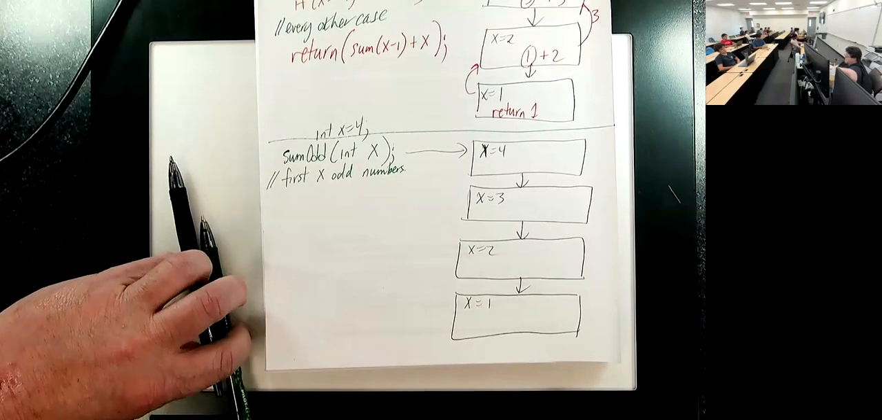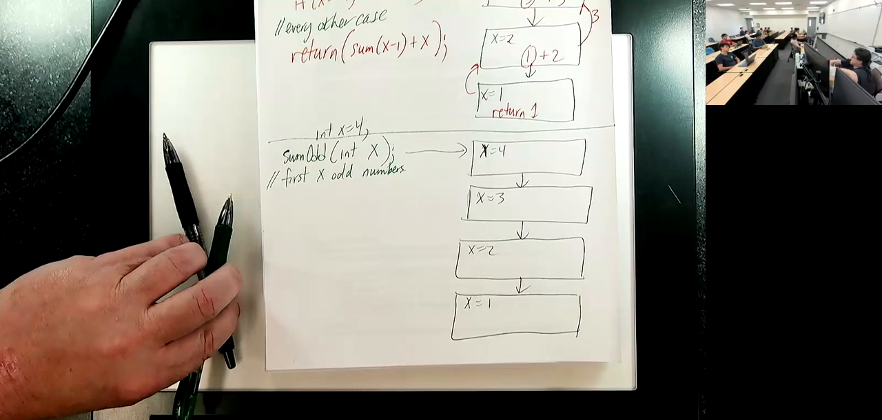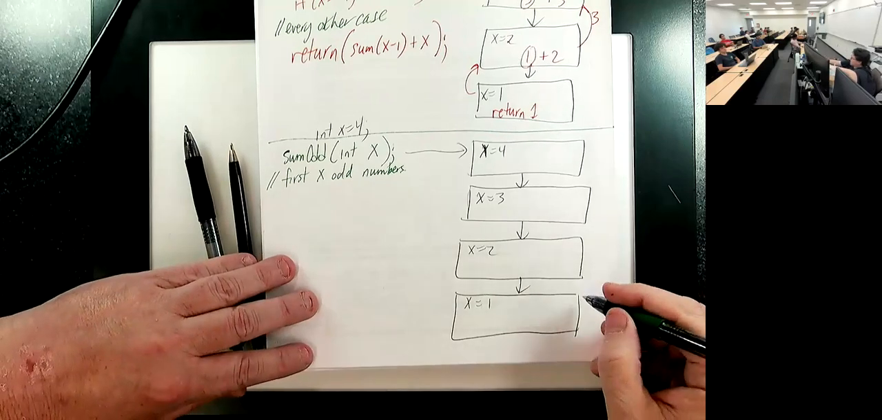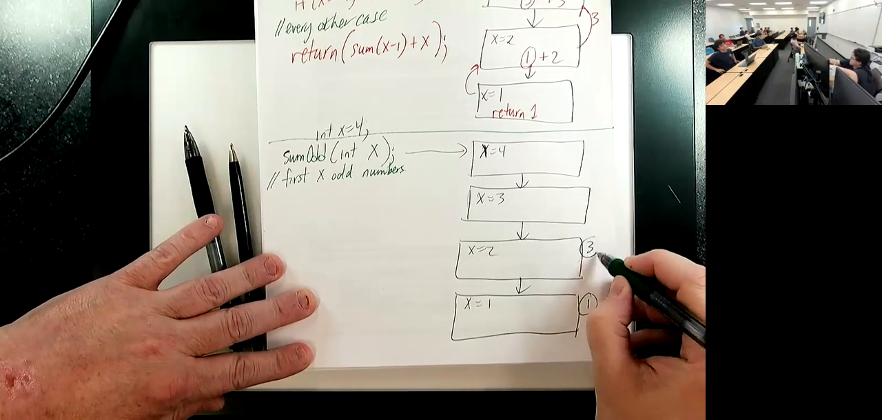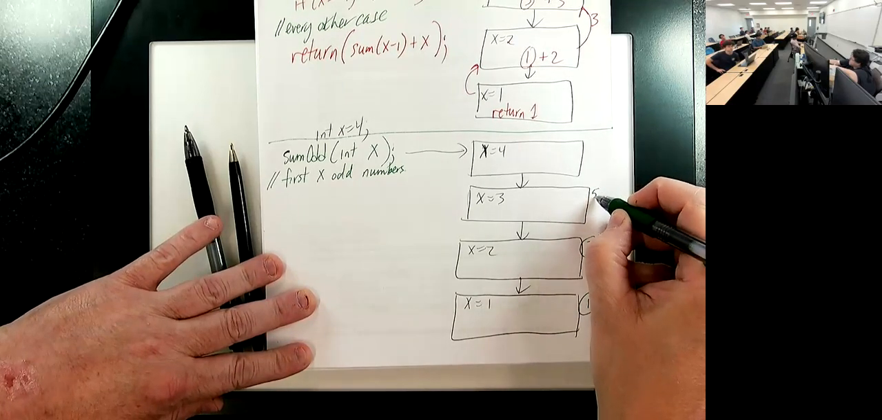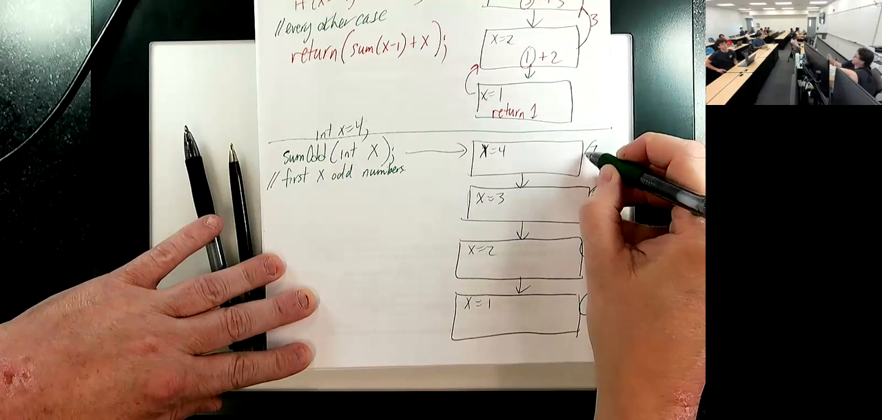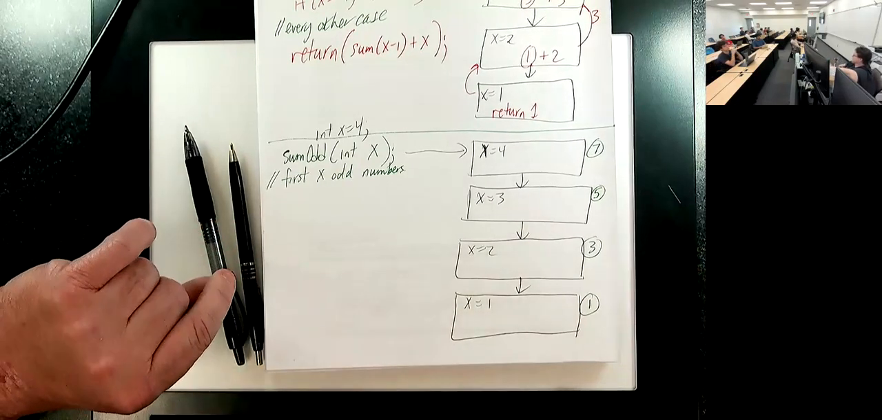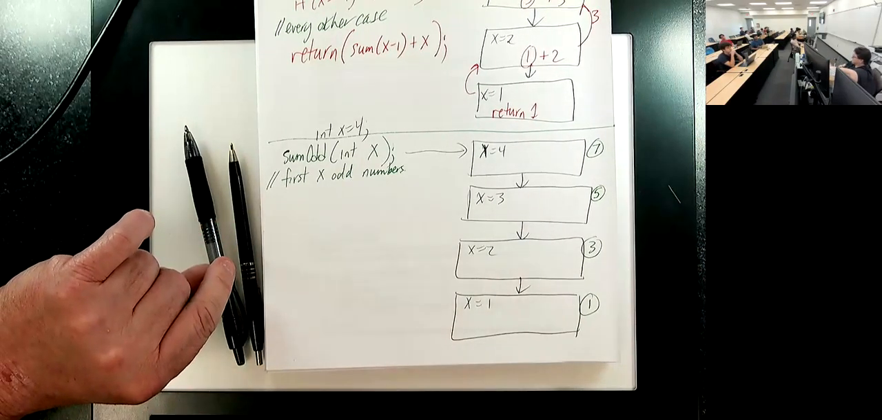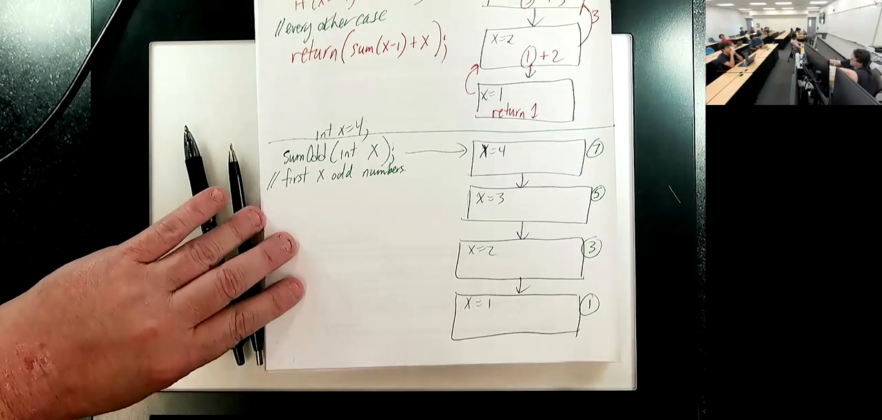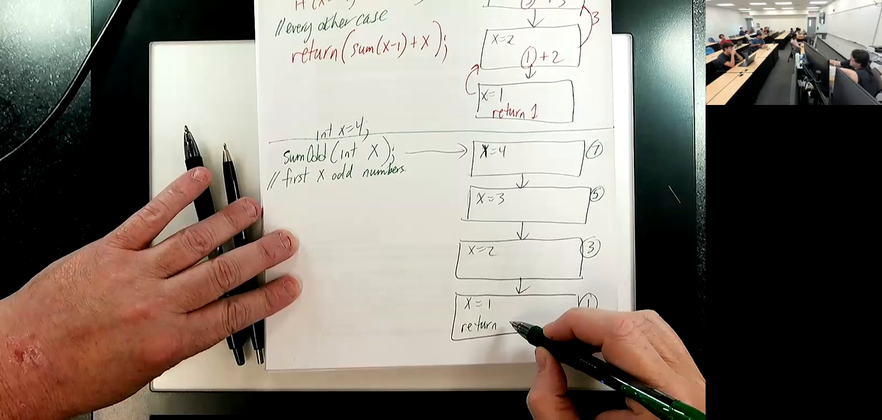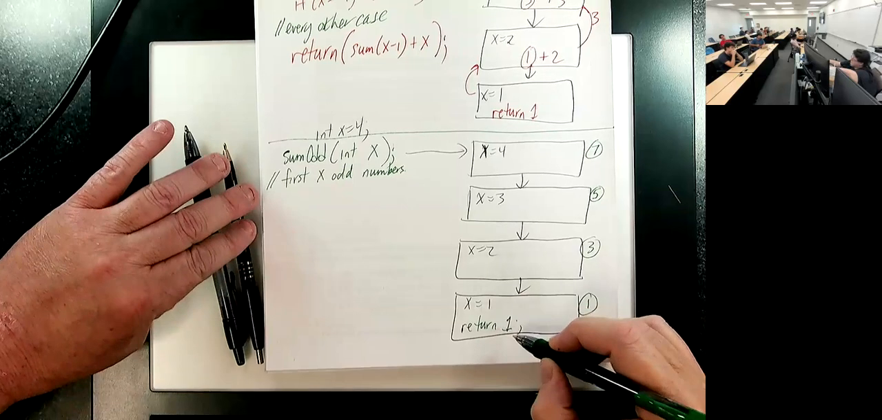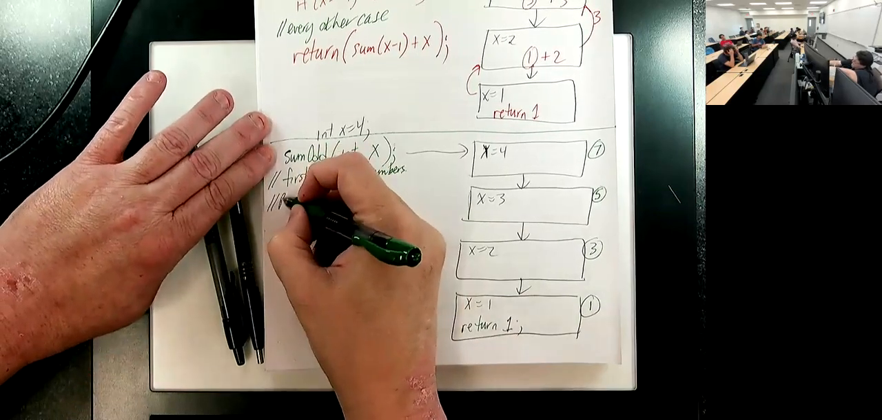Okay. So what are these odd numbers? Let's write down what the odd numbers are over here. The first odd number is 1, the second odd number is 3, the third odd number is 5, the fourth odd number is 7. Those are our targets. This one should be returning 1. So we'll make that our base case.